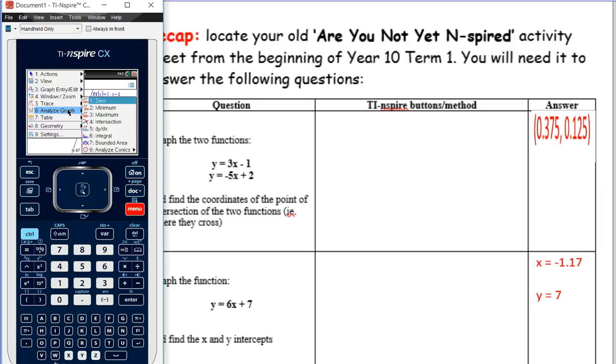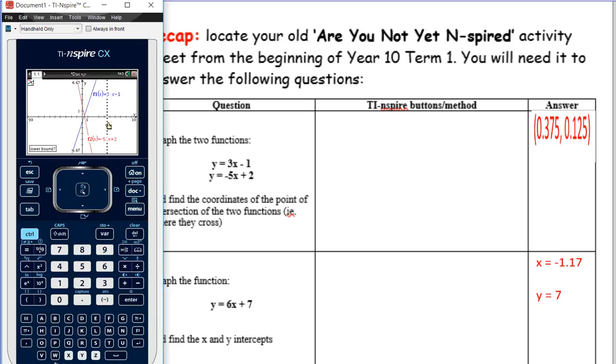Guess what we're looking for? That's right, we're looking for the intersection of those two. So notice it's asking for the lower bound, so just click somewhere to the left. Here's the intersection point. Click somewhere to the left of it. The lower bounds. Now it's asking for the upper bounds, so go somewhere to the right of the intersection.